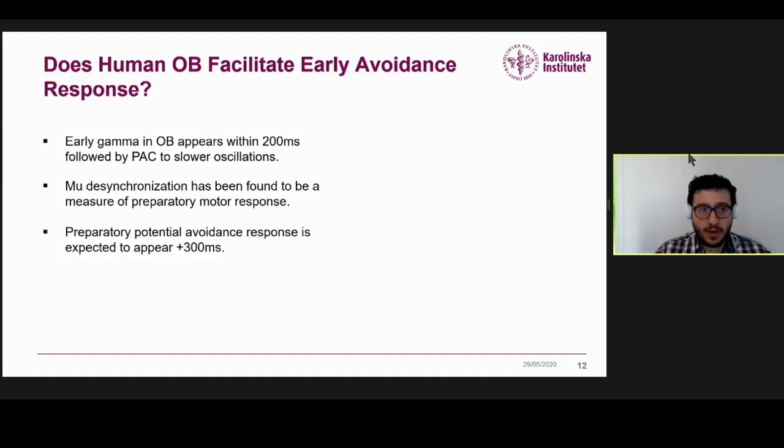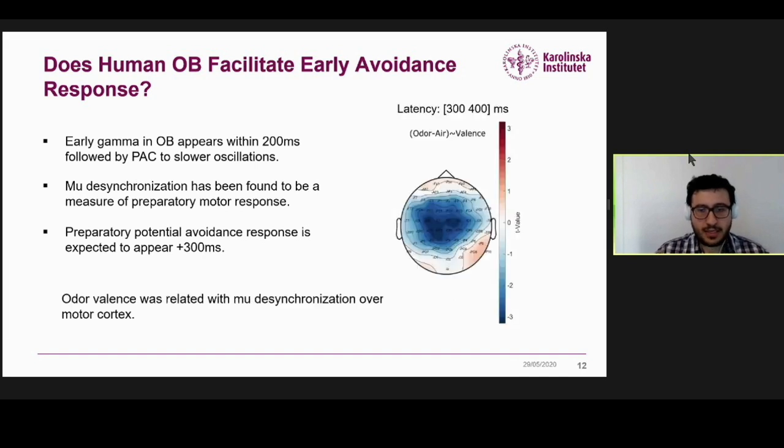So based on the timing we found in olfactory bulb and considering a hypothetical reaction time, we expect to see this preparatory avoidance response around 300 milliseconds. We assessed this in our data using mixed effect models, where we looked at the power of mu desynchronization and valence for the time point from 300 to 400 over the whole scalp, where we found a strong association between the mu desynchronization and valence over the motor cortex.